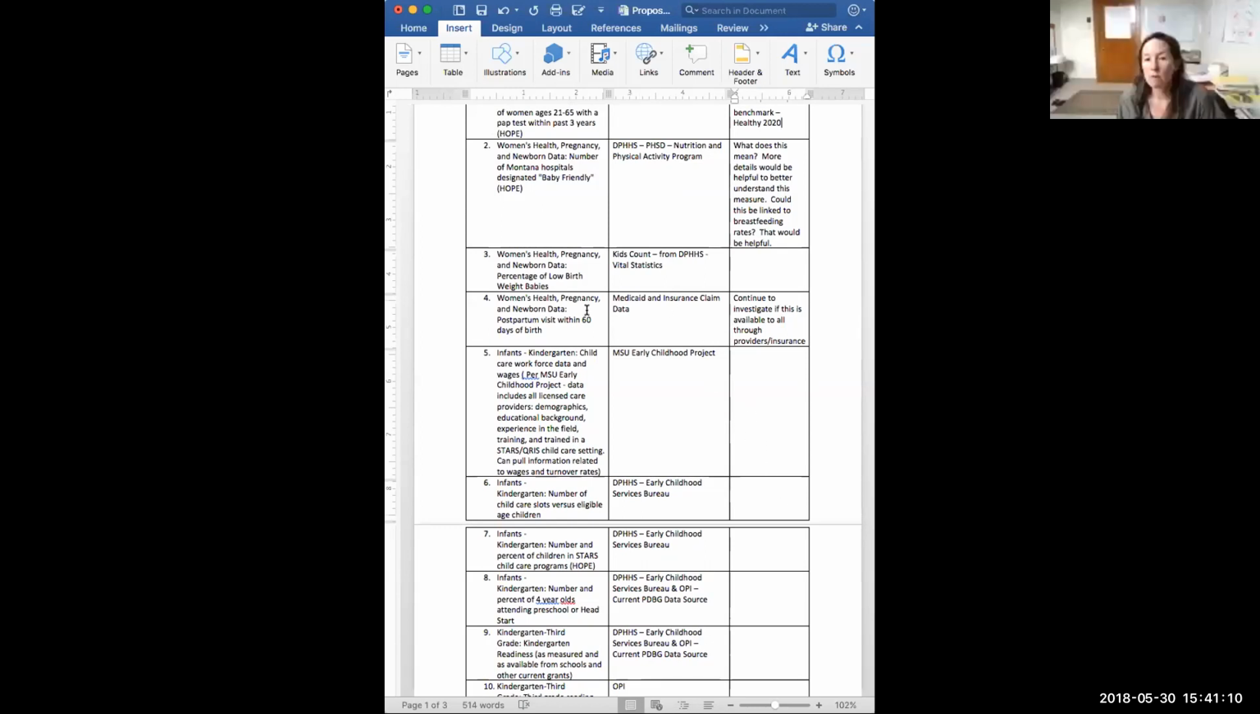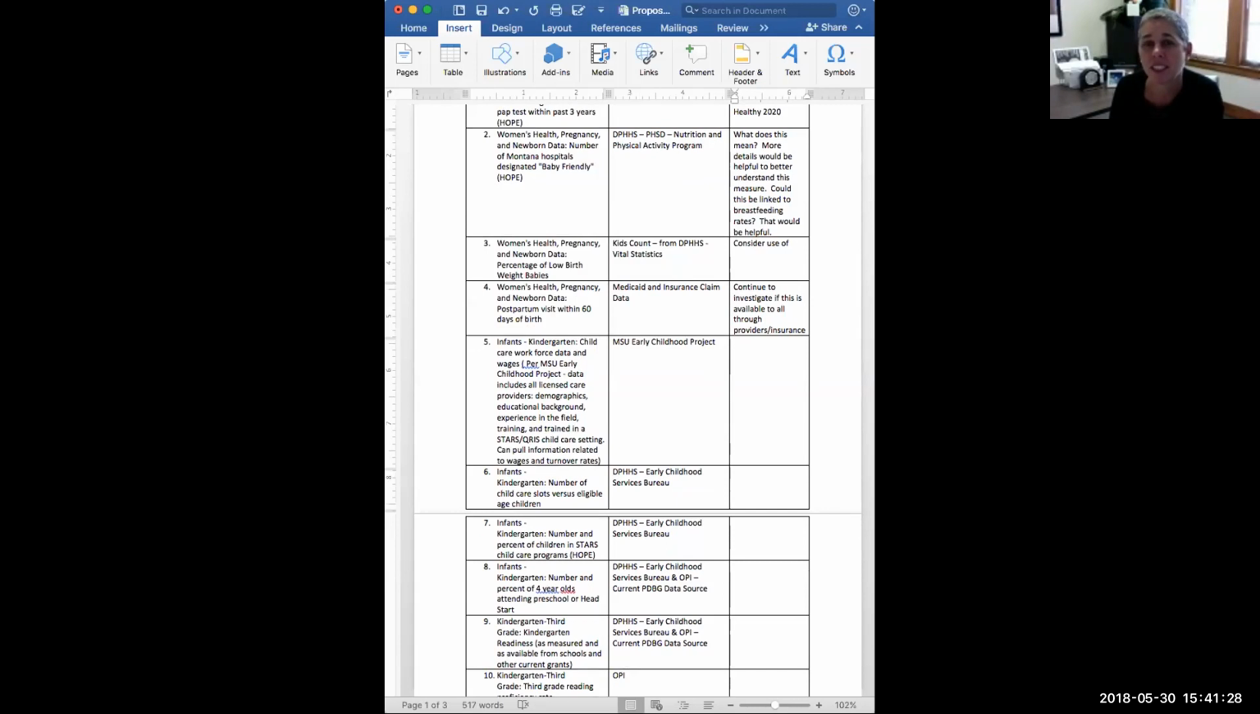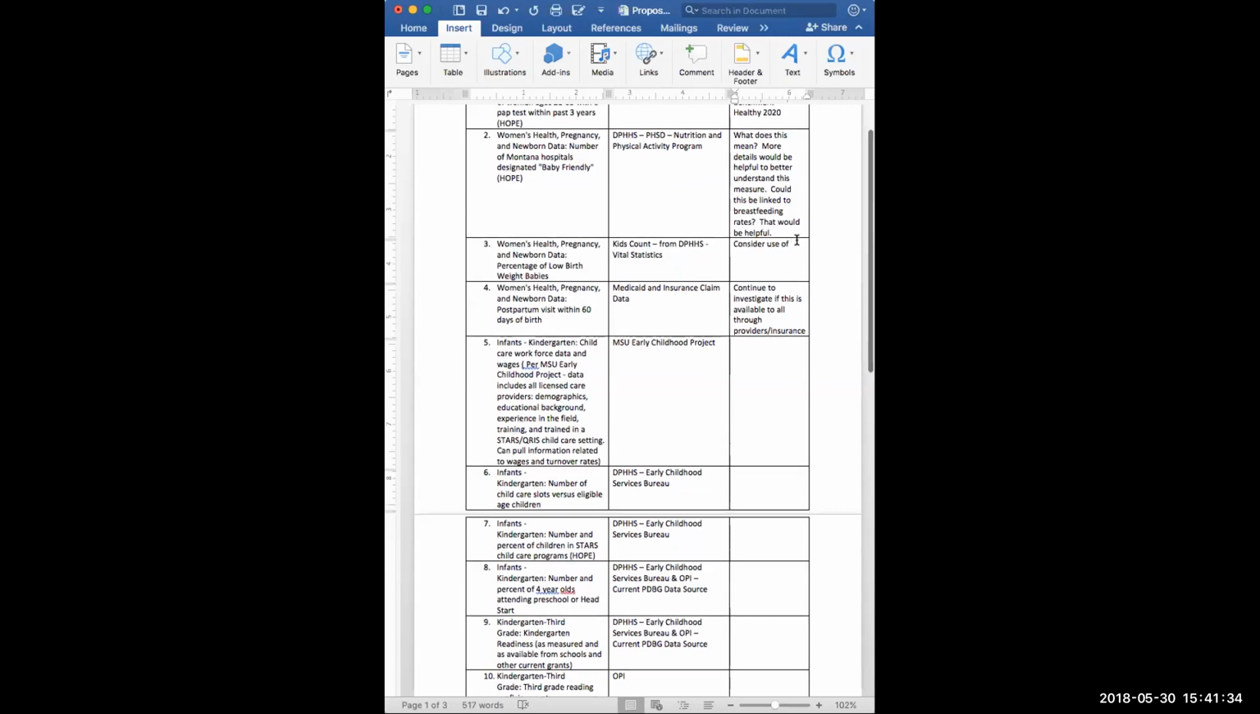So Sarah, would you want to put a comment in that number 3 that says something about considering this other measure? Sure, Deb, I didn't hear you. Consider what? Consider use of what? Vital statistics, adequate prenatal care. Okay.